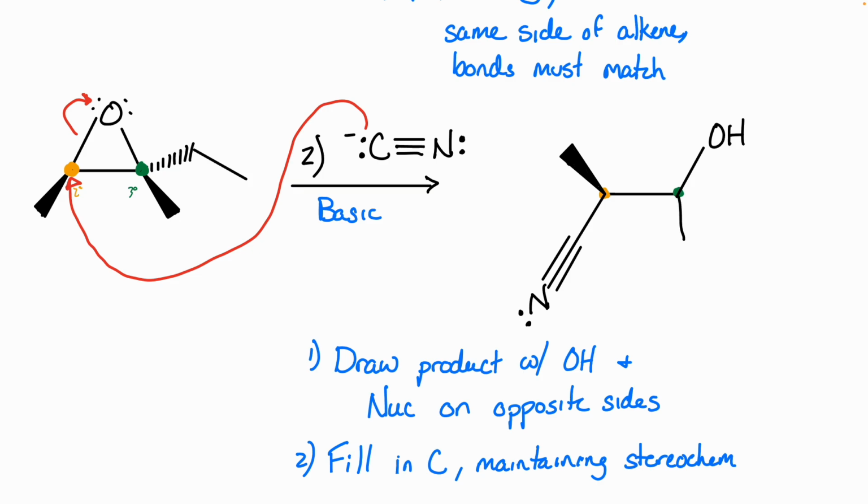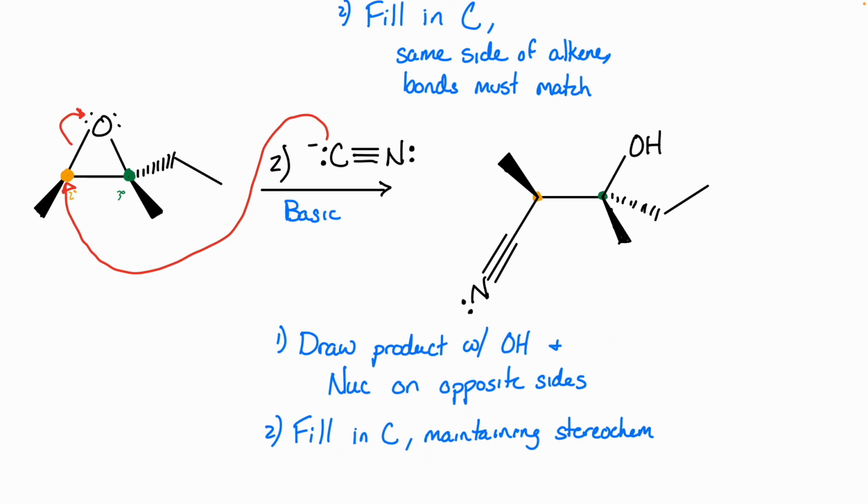Likewise on that green carbon, that methyl group is still pointed towards me, and that ethyl group pointed into the board. But again, you want to make sure that you have your nucleophile and hydroxyl group on opposite sides. Cool, and so then the last thing to consider here was those conditions.